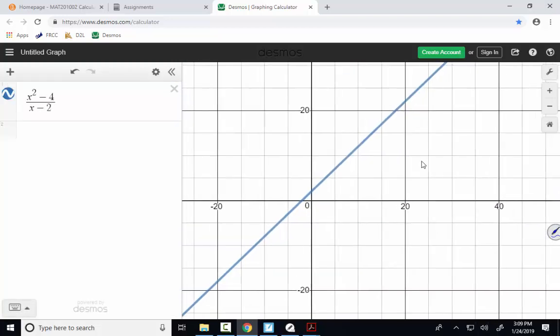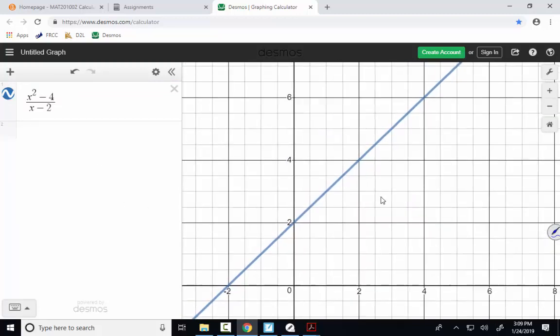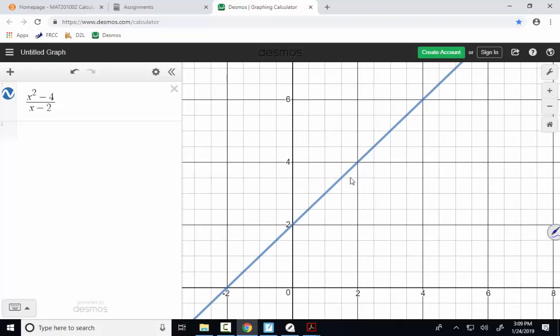So there's our rational function, but just looking at the graph, it's misleading. It's not until we hover over that point directly that it tells us it's undefined. So we know for sure there's an actual hole in that graph.